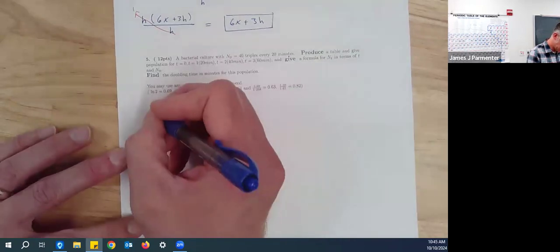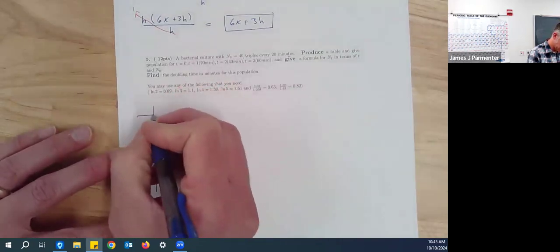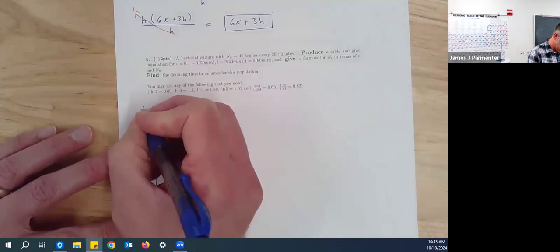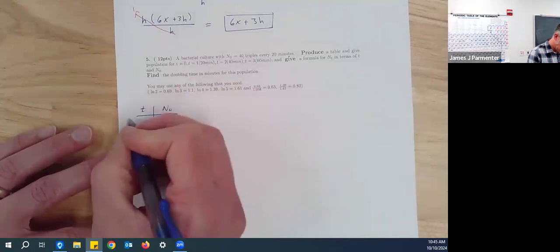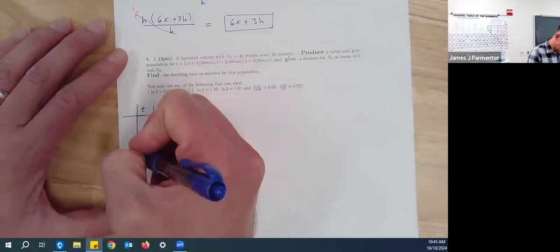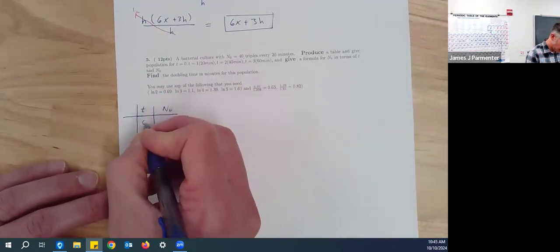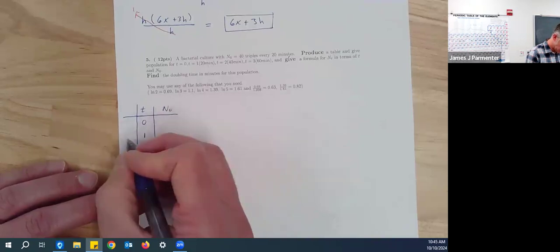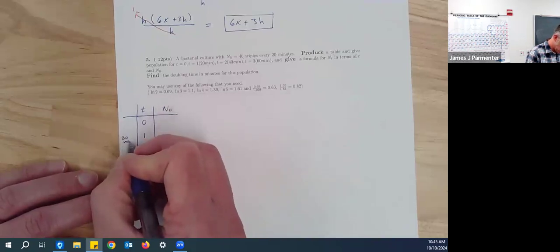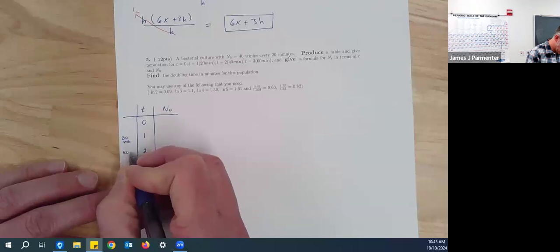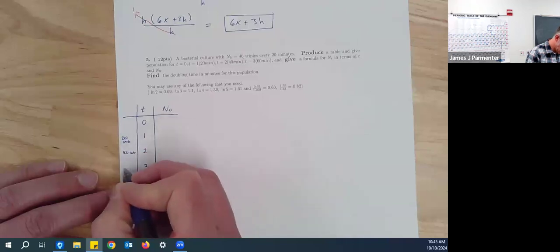Okay, so let's make our little table here. So we have t and N. I'm going to write what t is equal to, but I'm also going to write the number of minutes on the side. So t equals 0 is just 0. But then t equals 1 is 20 minutes. t equals 2 is 40 minutes. t equals 3 is 60 minutes.